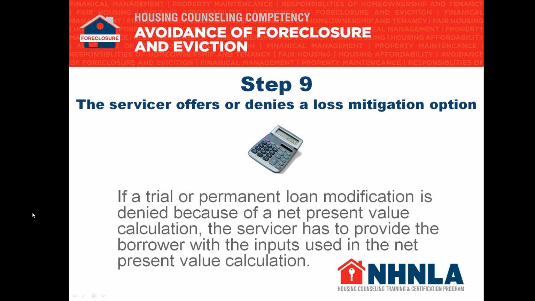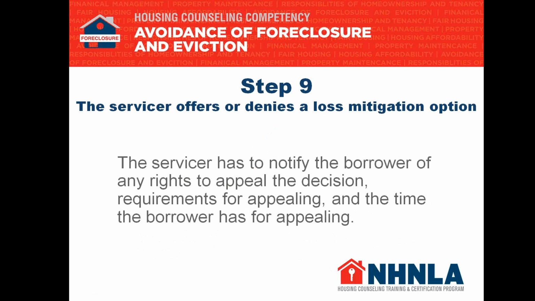If a trial or permanent loan mod is denied because of the net present value calculation, the servicer has to provide the borrower with the inputs used in the net present value calculation. Now, they don't have to provide the analysis itself, but you can go to www.mynpv.net and pull that up on your own. And you can just input the data that was provided by the servicer to see where the error is, if there's an error, or if they're denied for valid reasons, you can see that too.